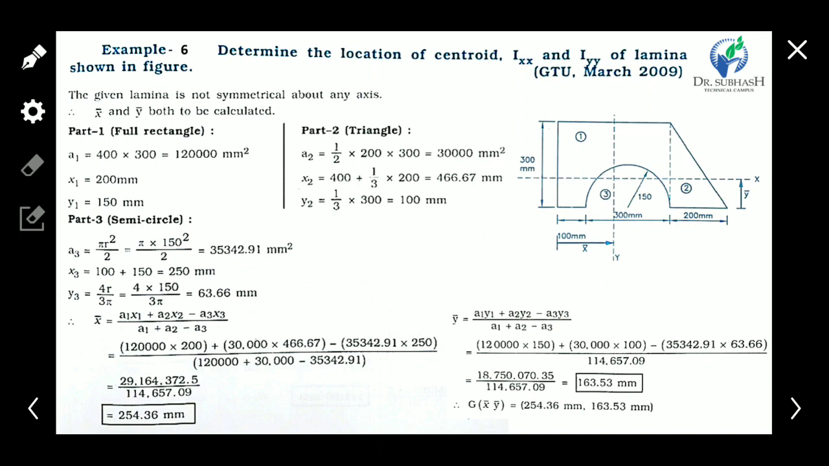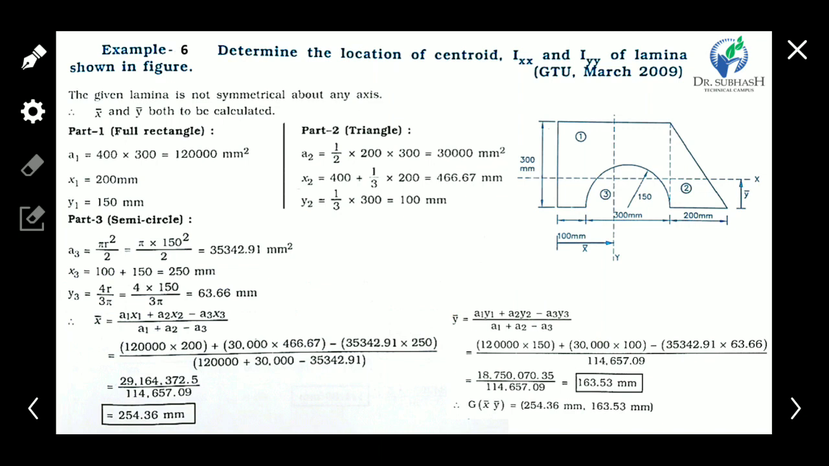So first we see that this composite lamina or area is not symmetrical, so we have to find out both the x bar value and the y bar value. And we know that for a lamina, the equation to find x bar is A1 x1 plus A2 x2, and subtract this area, so minus A3 x3, upon A1 plus A2 minus A3. Similarly for y bar, but with the values of y instead of x.